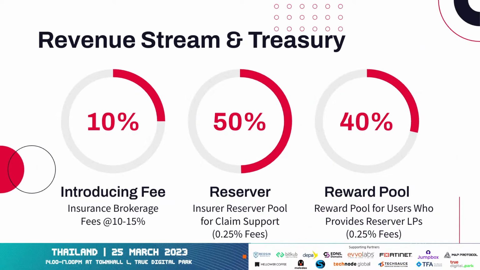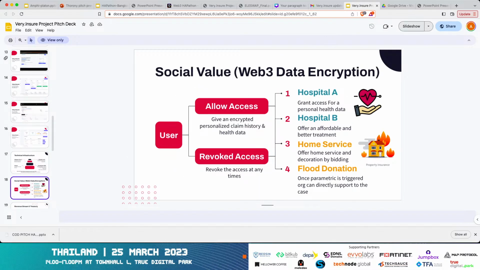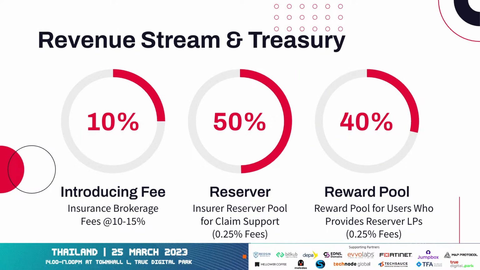Next slide, please. Okay, our revenue is very simple, just 10% for the sale commission. And next one. Yeah, and we charge 0.25% from the reserve pool, and also 0.25% from the reward pool. Next slide, please.